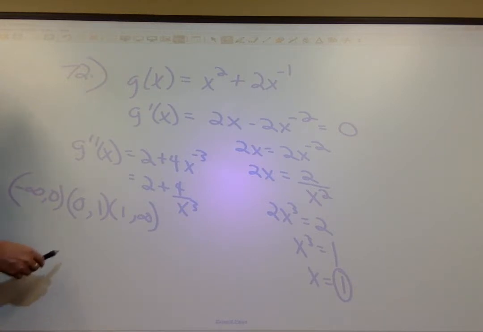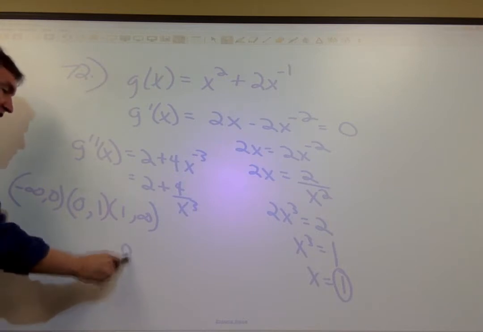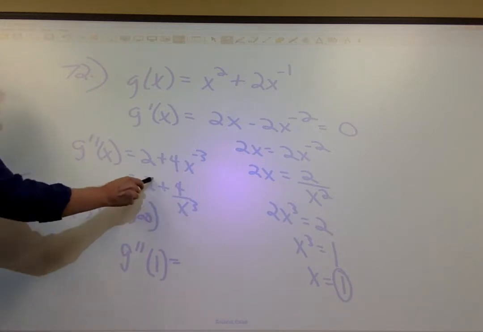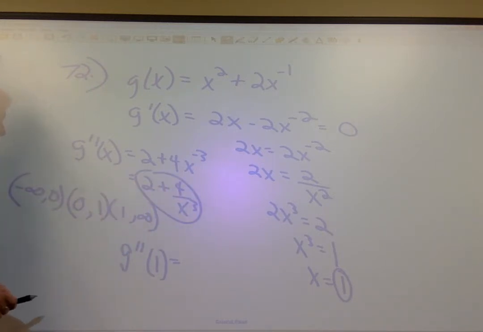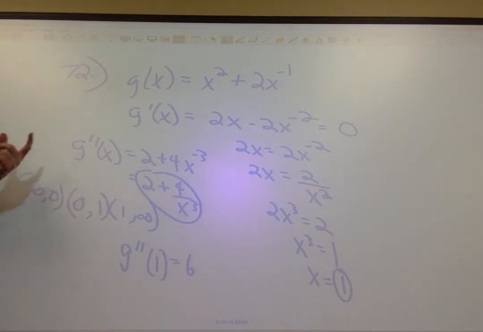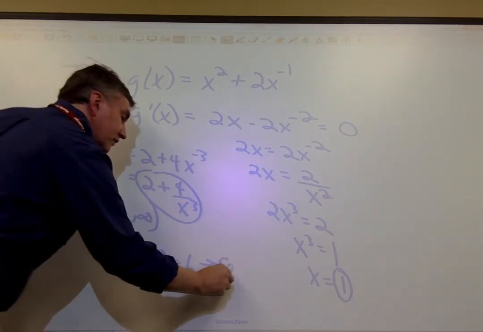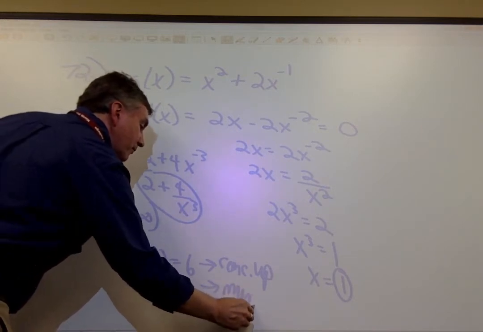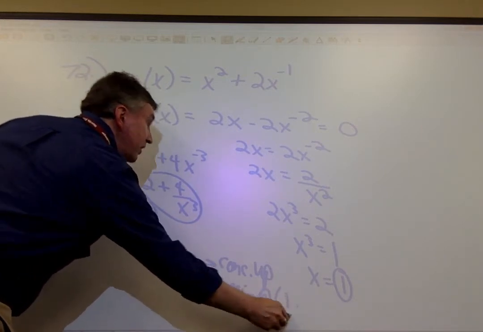Okay? So what we wanted to do, though, we weren't really concerned about the intervals. We wanted to use the second derivative test. So if I say second derivative at 1, what do you get? If I put 1 in here, I get positive 6. That's concave up. So what will it be? Concave up would be a minimum at 1.